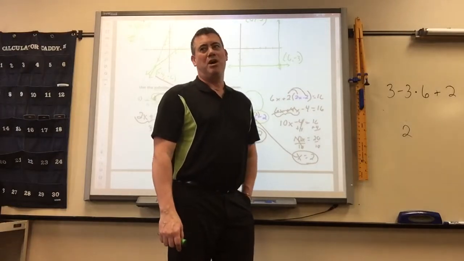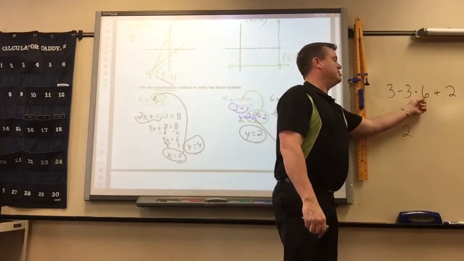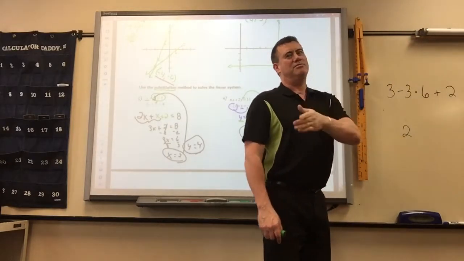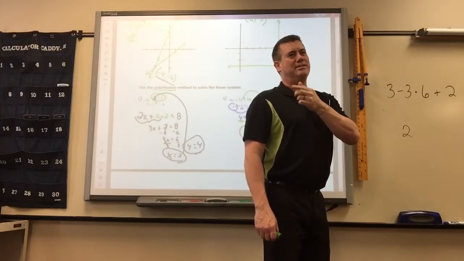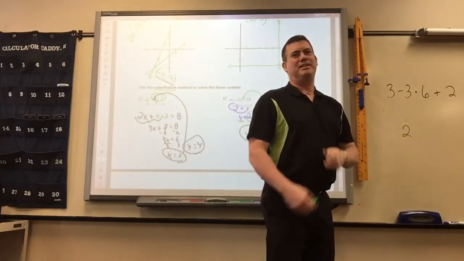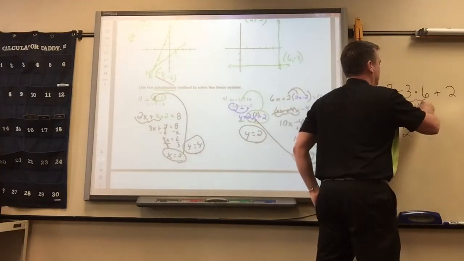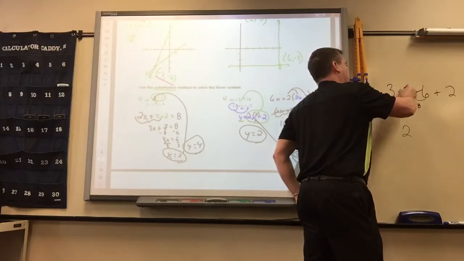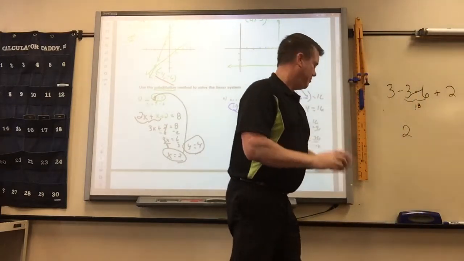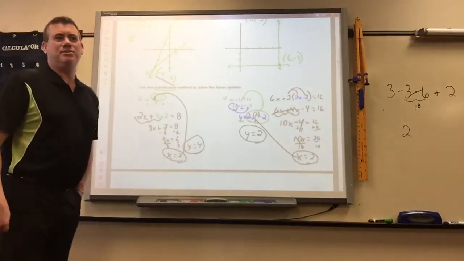Nope. Anyone know how they got 2? It is order. 3 minus 3 is 0, times 6 is 0, plus 2 is 2. What is the right answer? Negative 13. You guys know it. You have to do the multiply first. And then 3 minus 18 is negative 15, plus 2 is negative 13. I couldn't believe how many people had no idea how to do that.